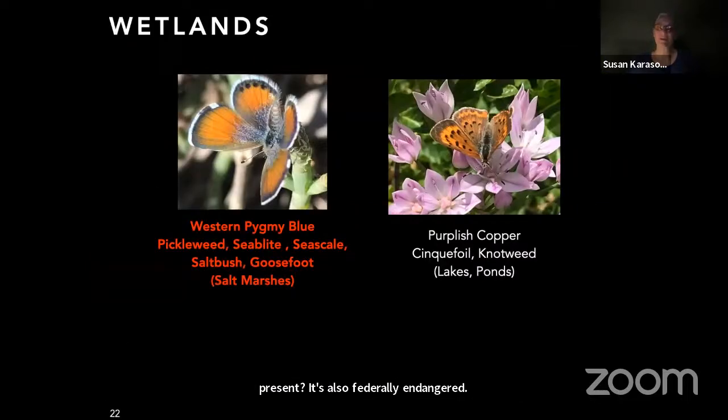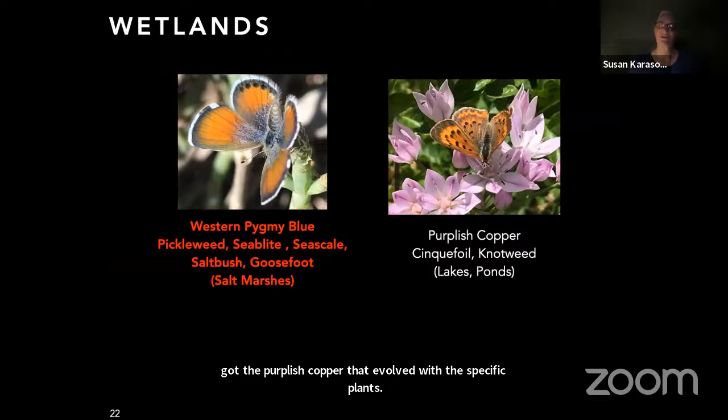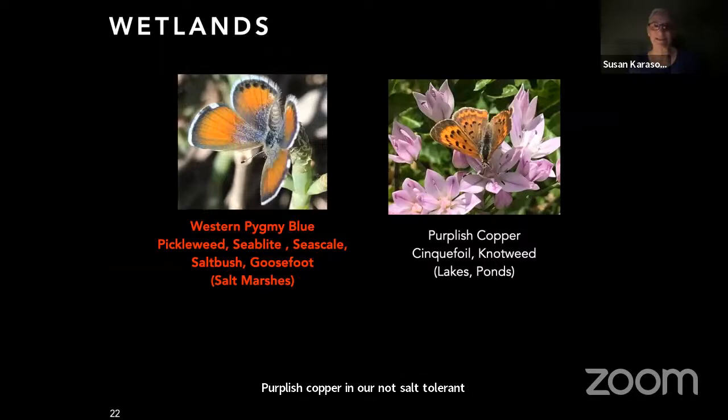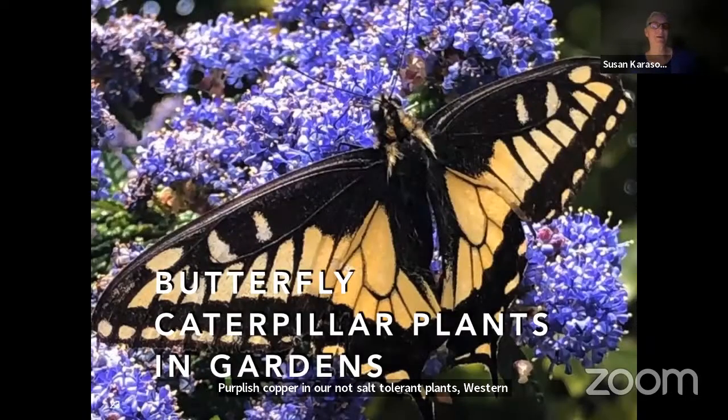And then we've got wetland butterflies. We've got the Western pygmy blue, and we've got the purplish copper that evolved with the specific plants. Purplish copper in our not salt tolerant plants, Western pygmy blue with our salt tolerant plants. So those are our butterflies as they are arranged in plant communities.